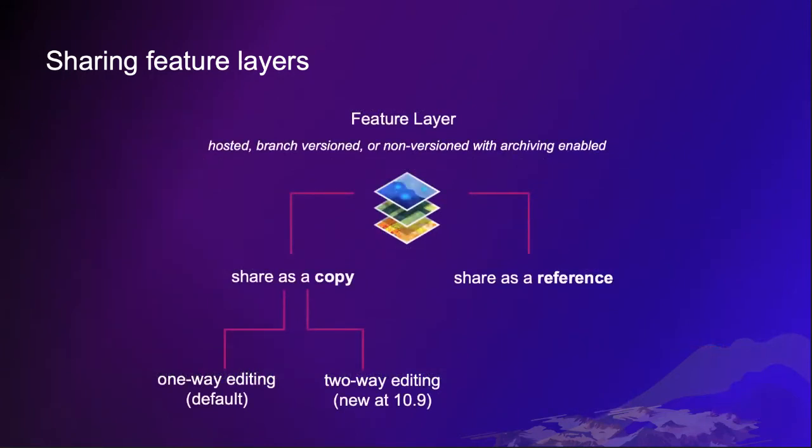Okay, so this is just another diagram of looking at the share as a copy. You have the one-way editing, that's the default. You have to enable the two-way editing. So if you already have a collaboration set up and you are running version 10.9, you have to enable that. So it's not like it's going to come out of the box. If you share a copy of data, they can edit it. So a little peace of mind there.